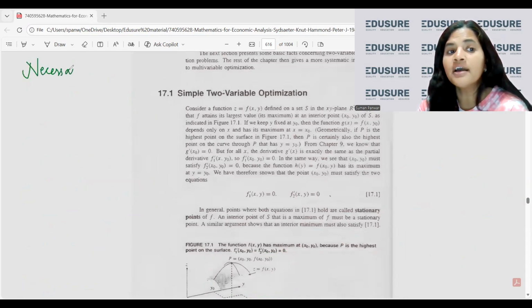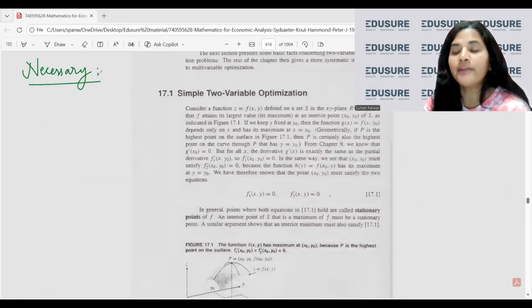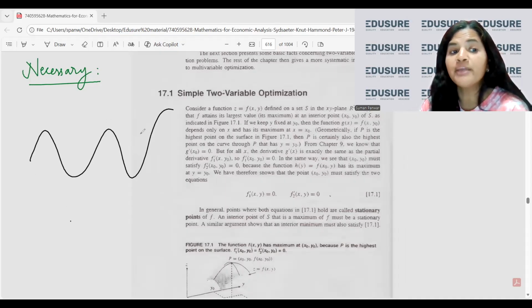Necessary condition means अगर हमारे function का किसी point पे local maxima या local minima है, तो उसमें first order partial derivative उस point पे 0 होने ही पड़ेंगे. If the first order partial derivatives are not equal to 0, then we will not be having a local maxima or a local minima. Now, always remember that whenever I'm talking about local maxima or local minima of a function, I'm talking about the interior points.